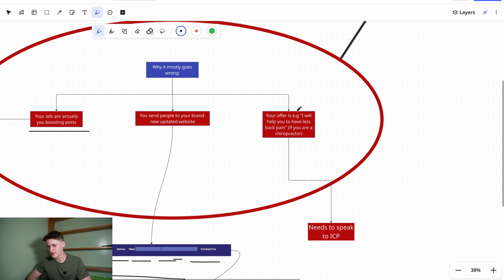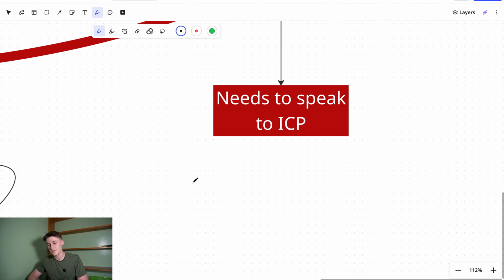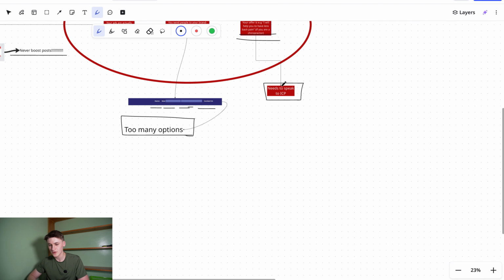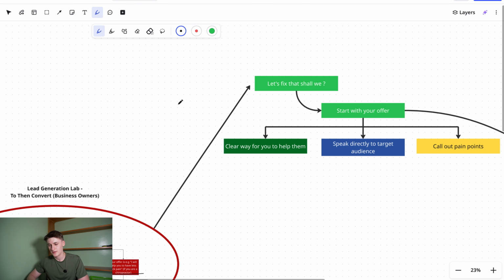And then the third reason is your offer. You'll just say, I'll help you have less back pain, if you're a chiropractor. More on this later again, but it needs to speak to your ICP, which is your ideal client profile. Talking to everyone, saying I'll help you have less back pain, isn't all that convincing when you're trying to talk to one specific niche type of person. So those are all the reasons why things may be going wrong for you.